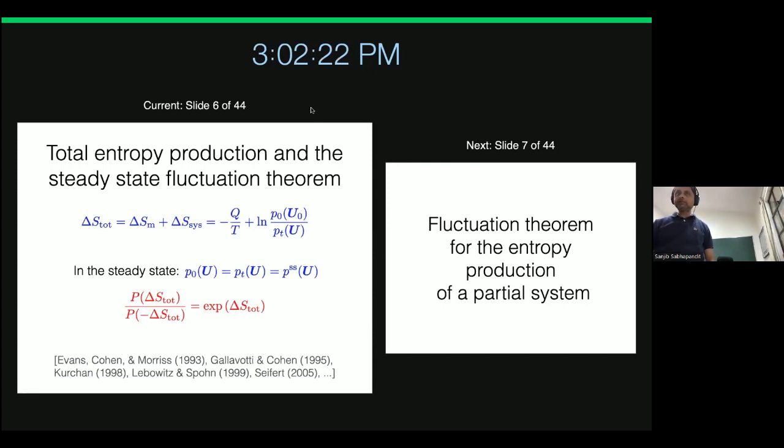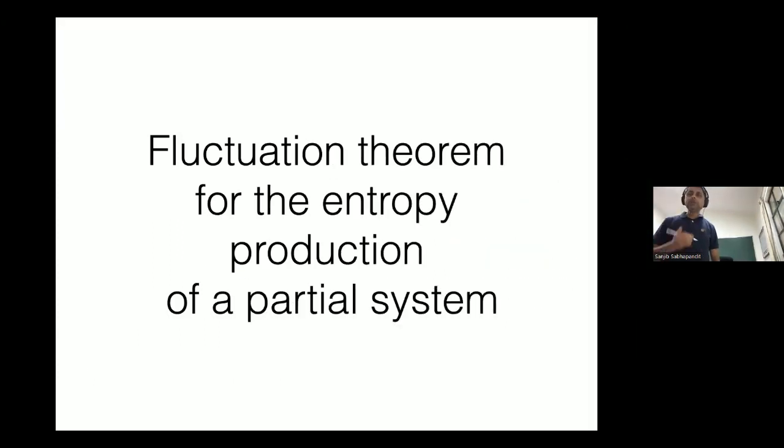And if you are in the steady state, for example, then the initial probability distribution and the one at time t are the same function, this P steady state. And in this case, what you find is that the probabilities of this entropy production satisfy a relation like that, which is known as the fluctuation theorem. This relation was obtained at various stages by various people, and here are a few of them who contributed to developing this theorem. Okay.